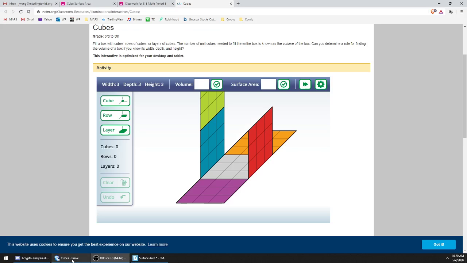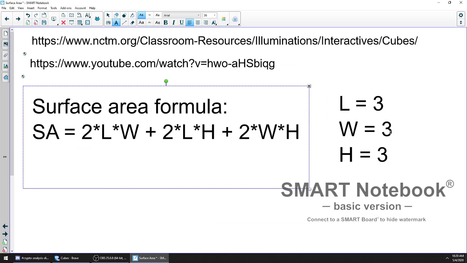Remember, we're using the same cube, and I'm going to use the length, the width, and height. I'm plugging it in. So wherever I see an L, I'm going to put a 3. Wherever I see a W, I'm going to put a 3. And whenever I see an H, I'm going to put a 3. And what will we get?